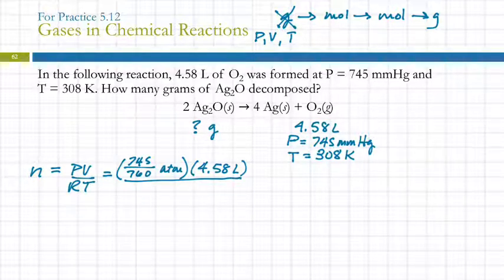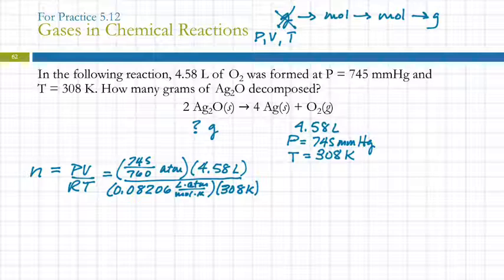And then R is always the same thing, 0.08206 liter atmospheres per mole Kelvin. And the temperature, 308 Kelvin. So my atmospheres cancel, liters cancel, kelvins cancel. This is going to give me moles of gas.